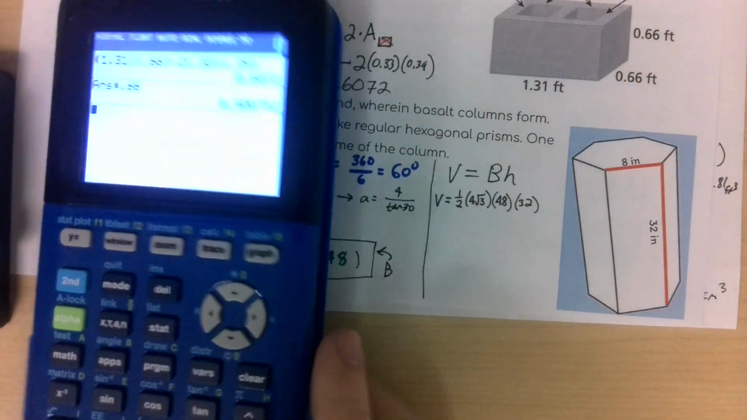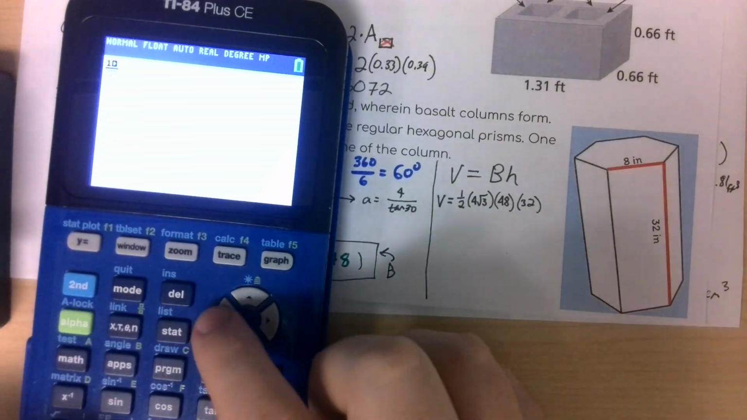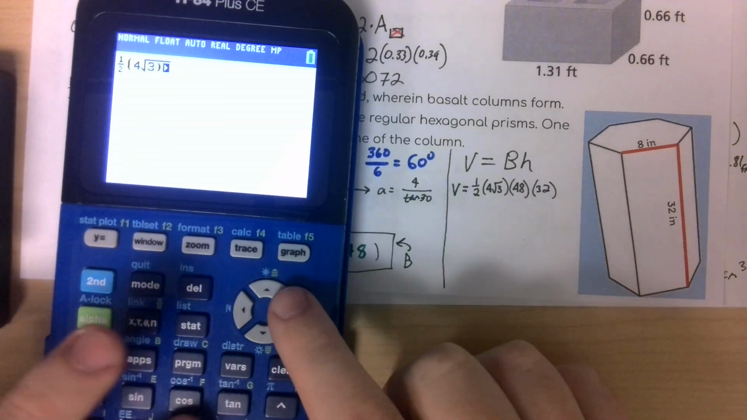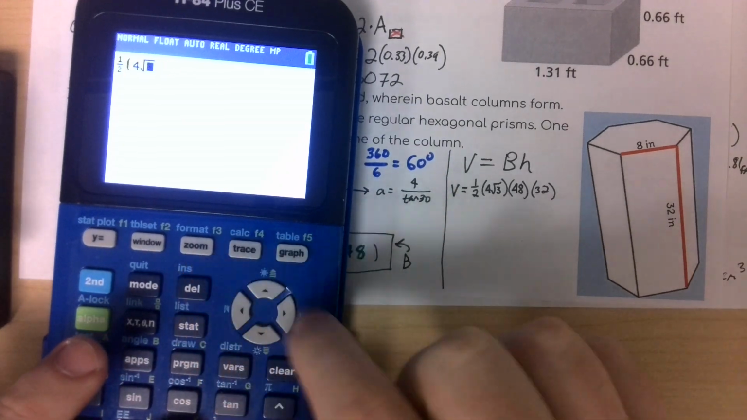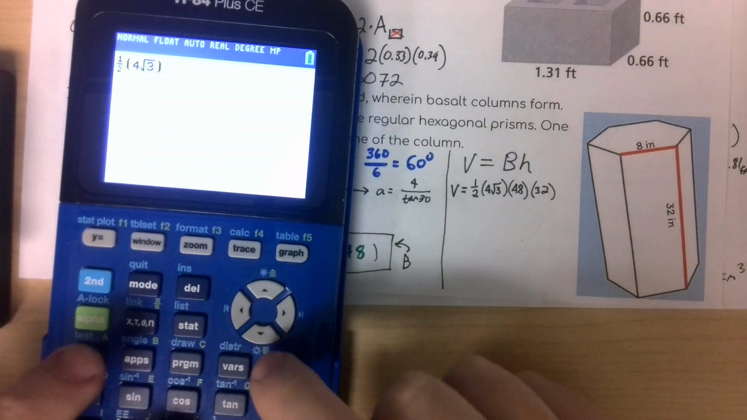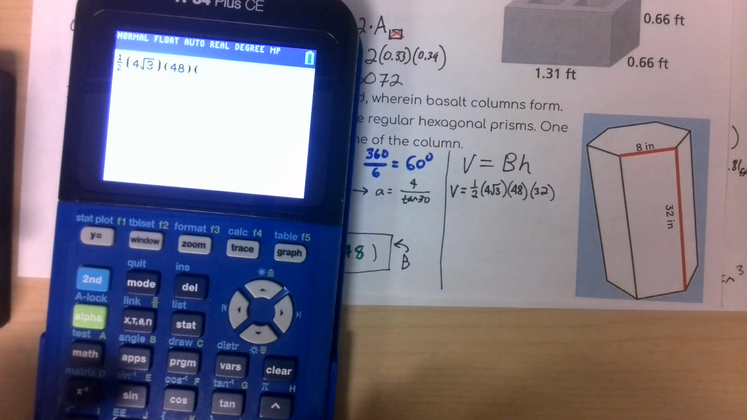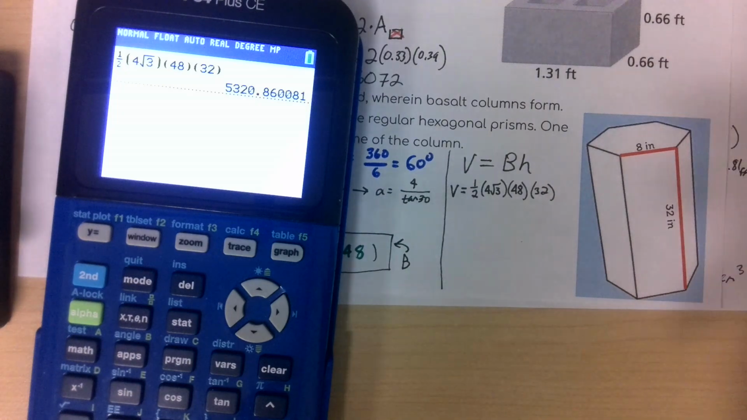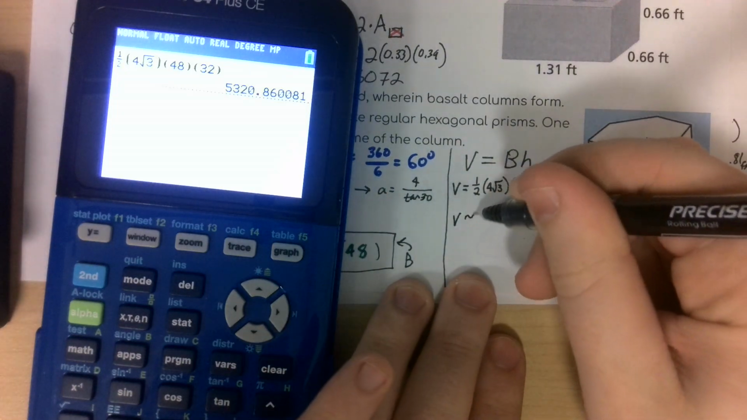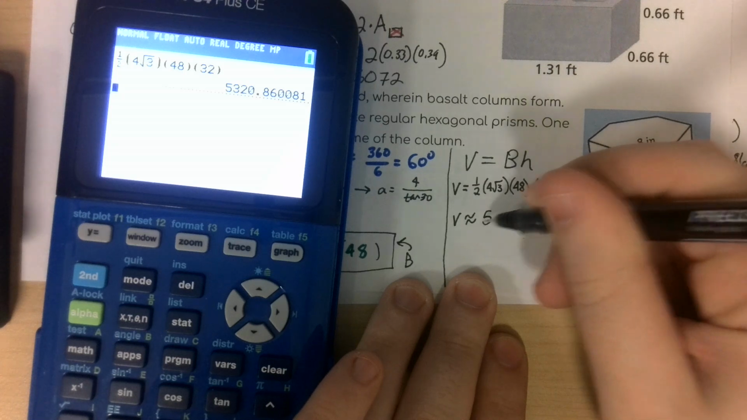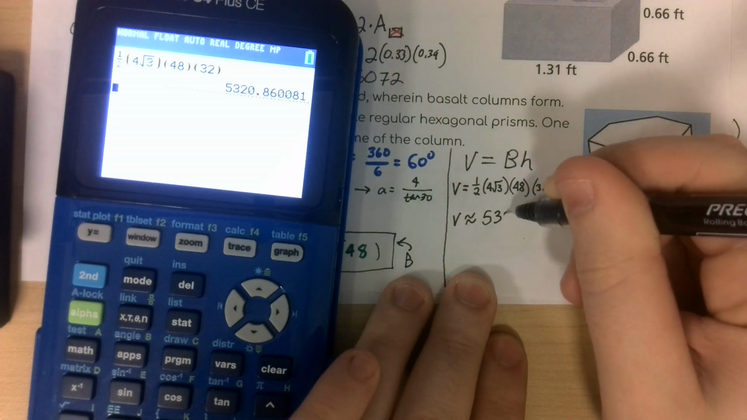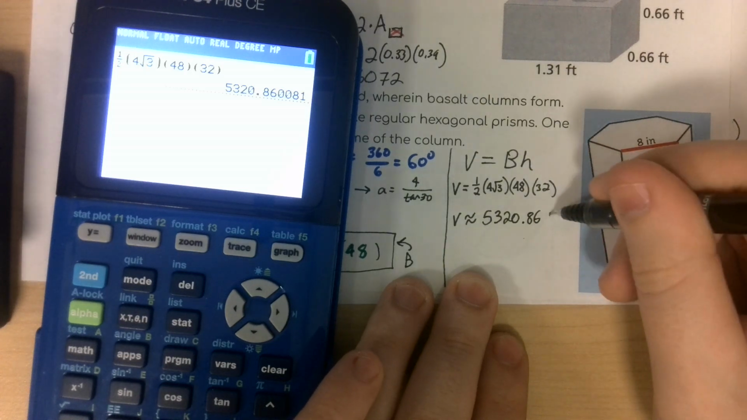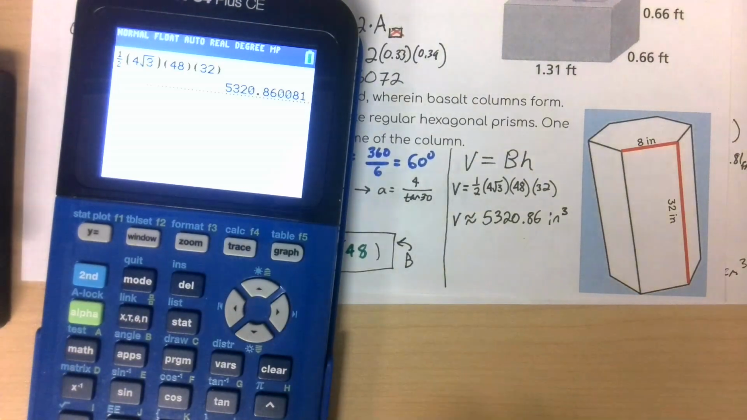I like to do it all in one go so I don't have to worry about rounding errors. 1/2 of 4 root 3, whoops, got my parentheses all mixed up, I apologize there. 4 root 3 times 48 times 32 gives us the volume of this basalt column. The volume is approximately 5,320.86 cubic inches.